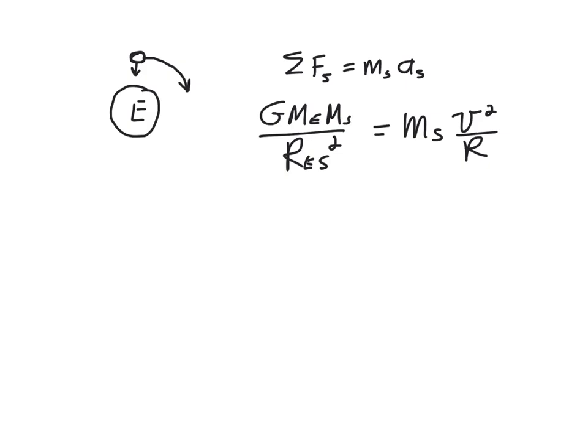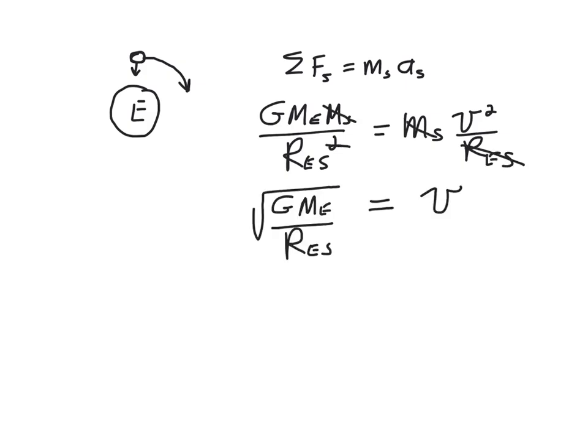So solve this problem for v. That'll be the v that we need for the satellite to be in a stable orbit. So there you are. Mass of the satellite cancels. It doesn't depend on the mass of the satellite.